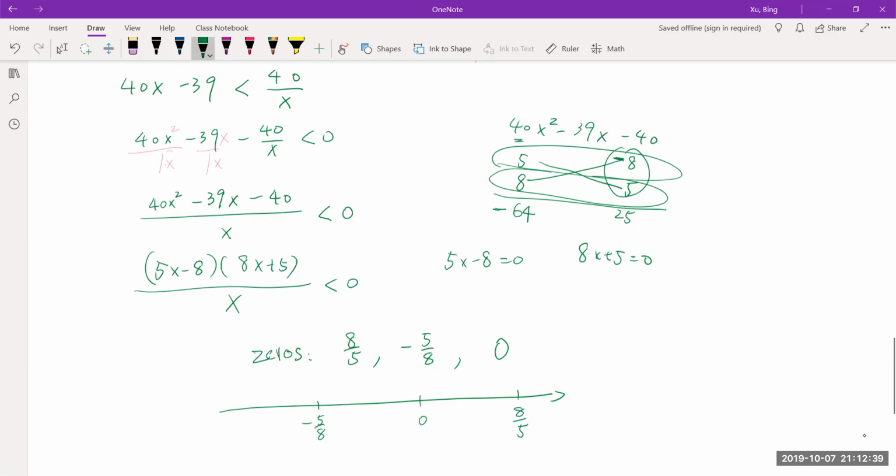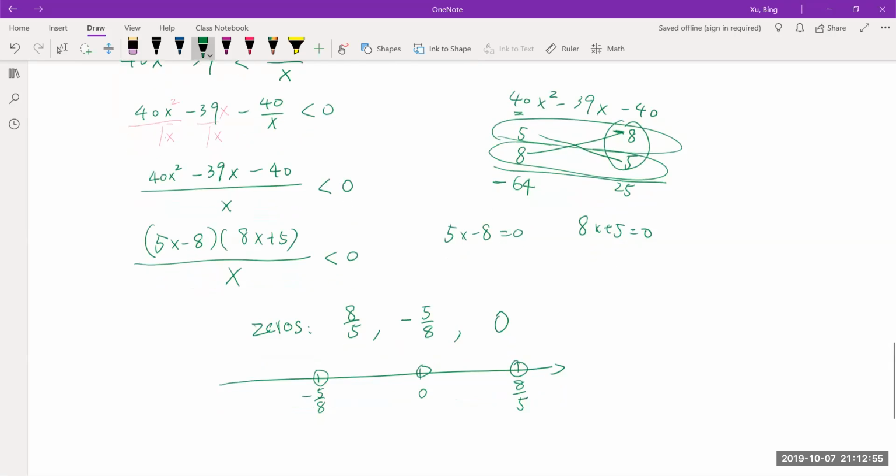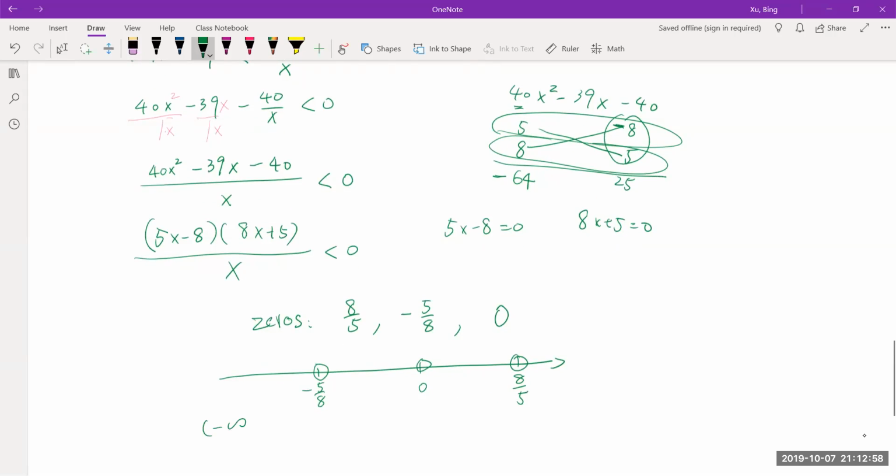Now let's decide if these 3 points will be part of the solution. The answer is none of them will be part of the solution, right? Because it's less than. We don't need any number to make the expression equal to 0. Now intervals: negative infinity to negative 5 over 8, negative 5 over 8 to 0, 0 to 8 over 5, and 8 over 5 to infinity, 4 intervals.